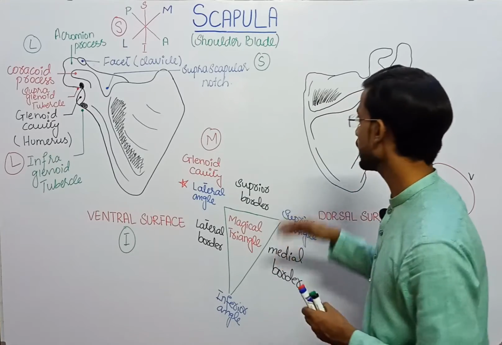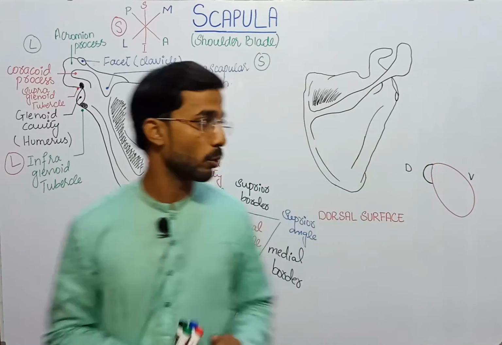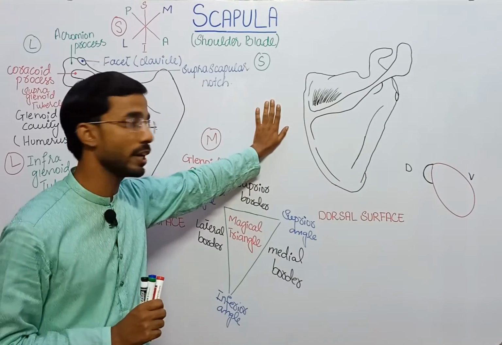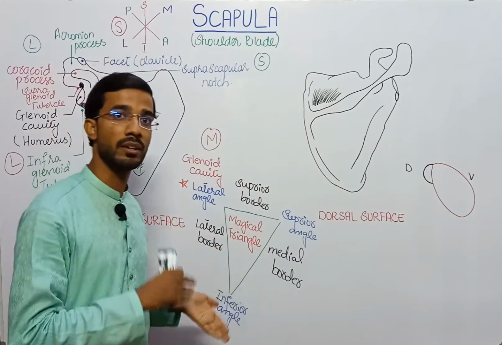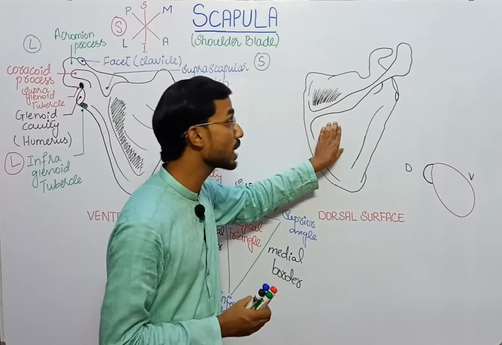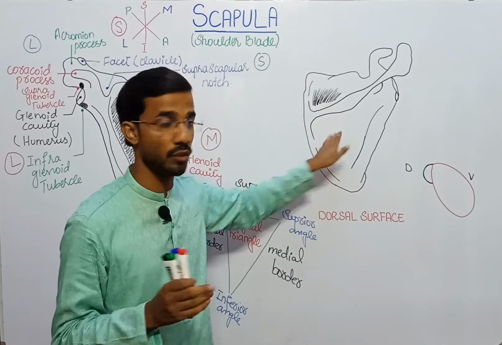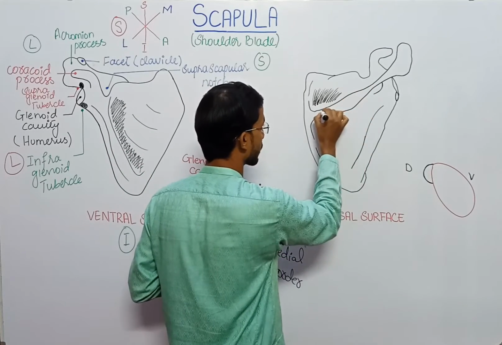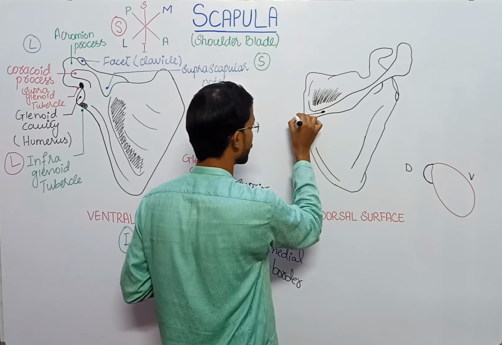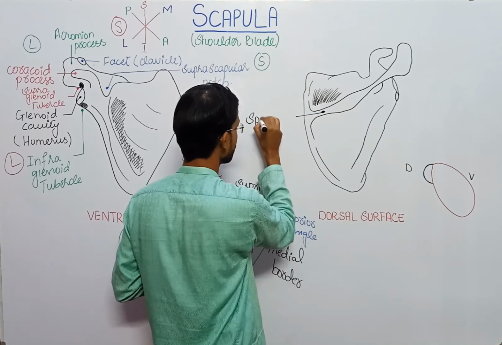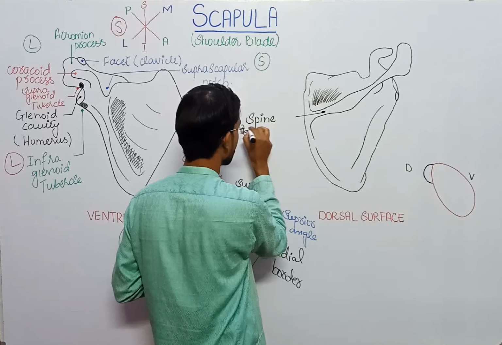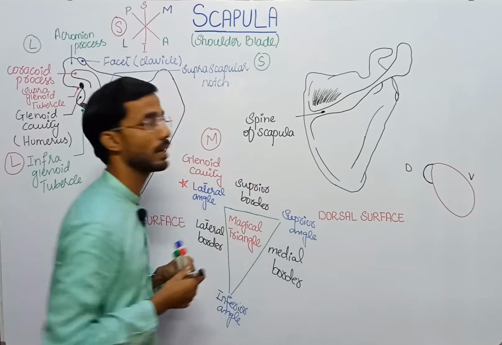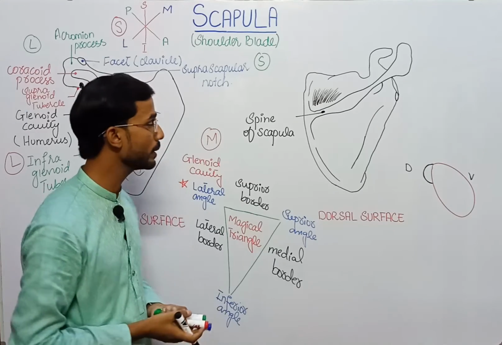Next we will discuss the dorsal surface of the scapula. Here you can see this is the dorsal surface. How will you differentiate the ventral and dorsal sides of the scapula? At the dorsal side, there is a special structure which is called the spine of the scapula, like the spine of the body.